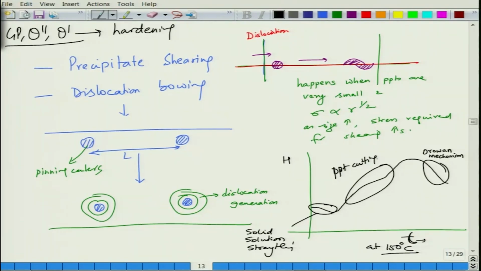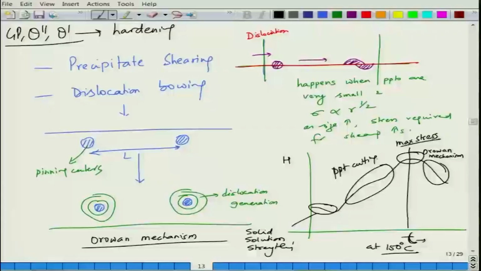So this is also called the Orowan mechanism of dislocation bowing, and somewhere between them, when you have a critical size where the stress is maximized, you will have hardness like this. So this is the maximum stress point. There is a critical size below which precipitates are sheared because the stress required for shearing is lower, and after that the stress required for bowing is lower because precipitates have grown in size and their separation is increased. As a result, the stress required to bow is lower as compared to shear. So as a result, there is a critical stress.